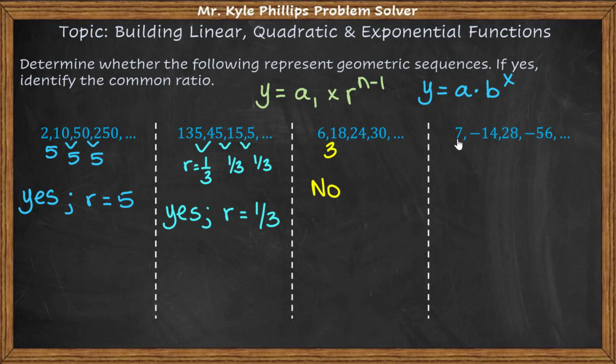Here on our last one, 7 times what number gives me negative 14? And that is negative 2. And now negative 14 times negative 2 gives me a positive 28. 28 times negative 2 gives me negative 56. So yes, this is geometric, and my common ratio here is negative 2. Okay, so this is how you determine if a sequence is geometric. Remember, we're talking about geometric sequences now because an exponential function is plotting a geometric sequence.